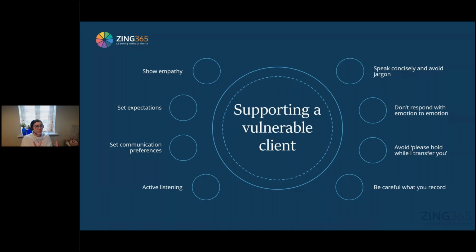So again, just looking at some of these practical tips, one of the best things we can do is always show and practice empathy, being sensitive to the customer's feelings, striving to understand their situation. If you've got a customer that's distressed about a claim, acknowledge their emotions, saying, I can see this has been a difficult time for you. Let's see how we can help.